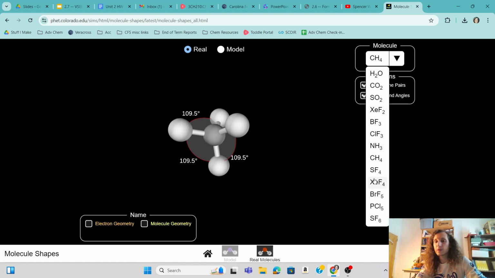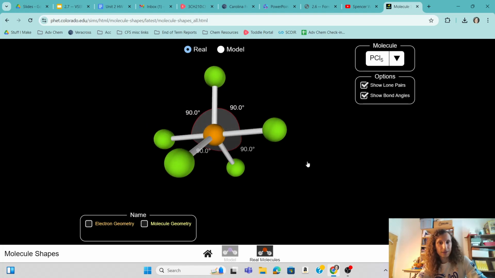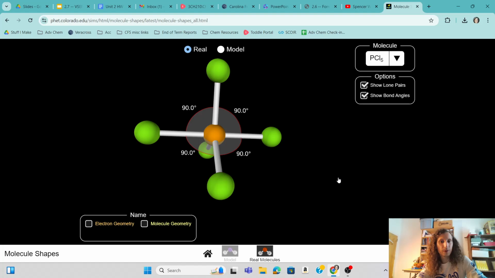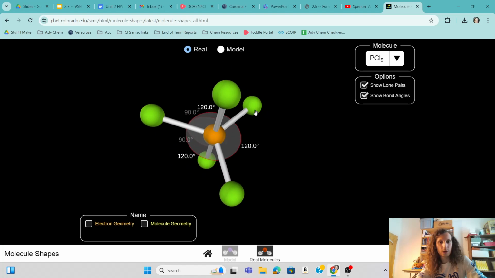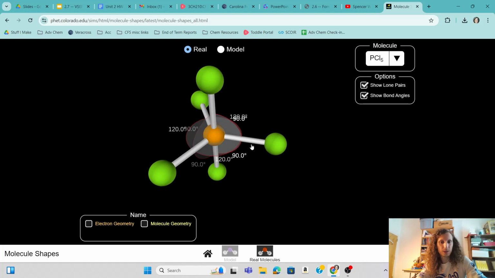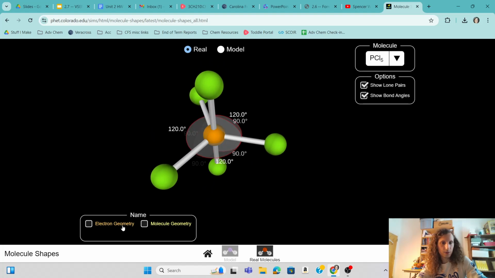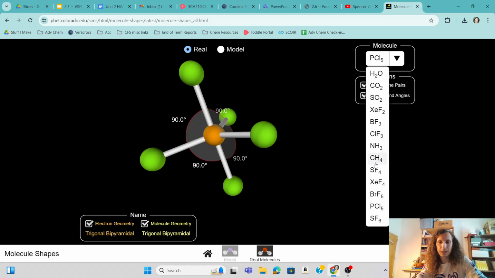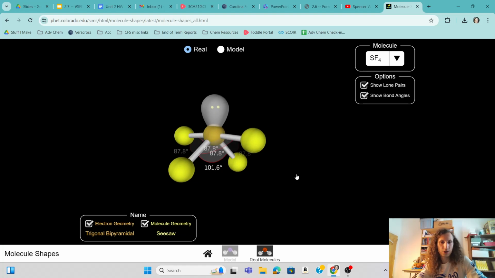But I can also go to something more complex like phosphorus pentachloride, right? Now this has a steric number of 5, okay? And I see 2 different bond angles, right? There's this 120-degree angle sort of around this central pillar, and then there's 90-degree angles between everything else. So 2 bond angles between this guy. And you can also click down here to toggle on the name of the molecular geometry, as well as the electron geometry. So I really recommend using this to tinker around with what these different shapes are and what they look like.